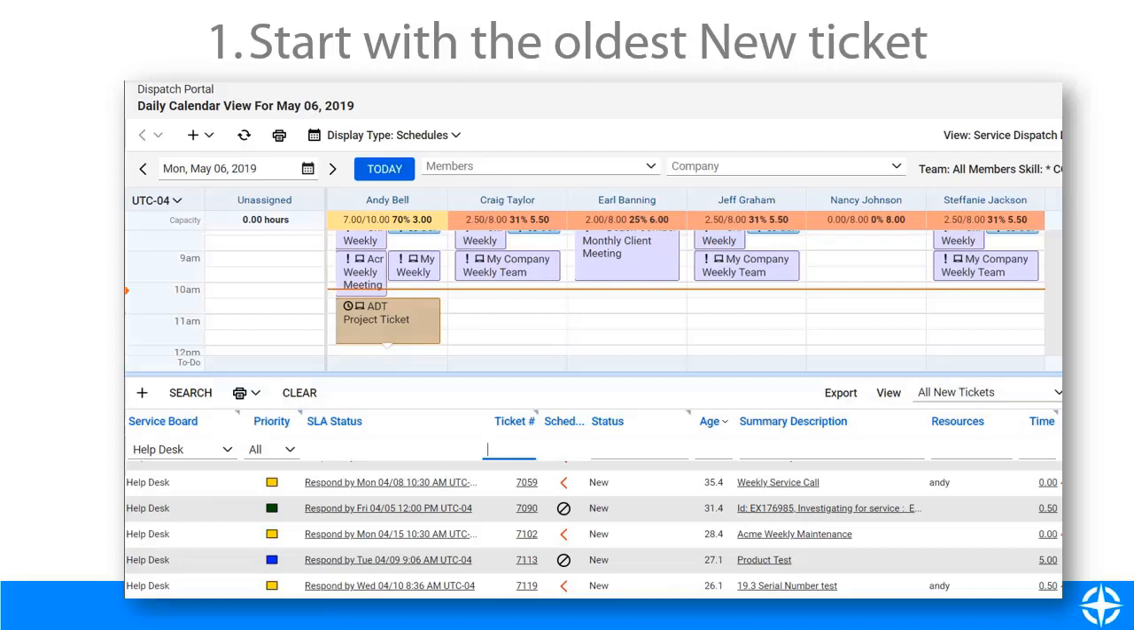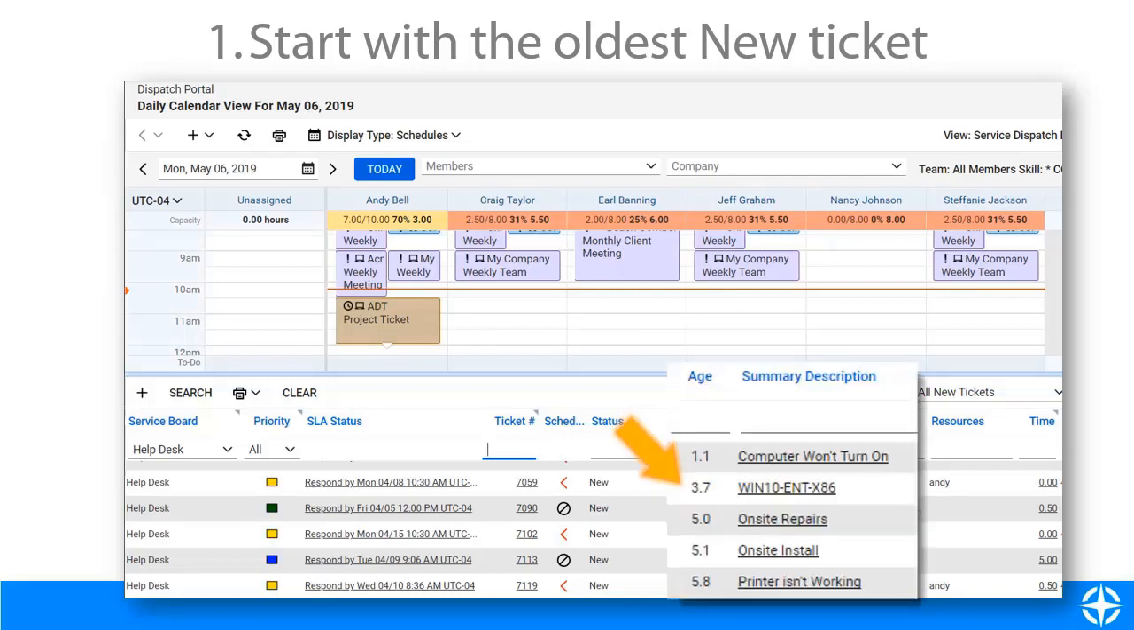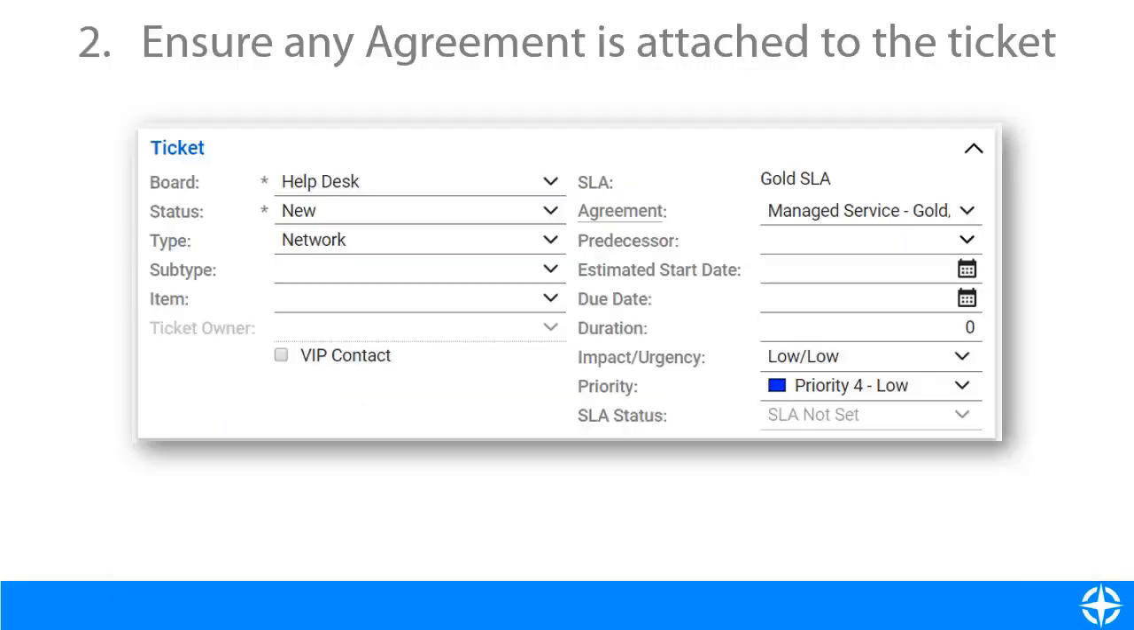Here are 9 steps for triaging to get tickets ready for scheduling. 1. Start with the oldest new ticket. ConnectWise Manage defaults the sort order for tickets on the board and in the dispatch portal so that all tickets in a new status will appear at the top. Look at the age of tickets. The age, shown in days, allows you to see which one is the oldest new ticket.